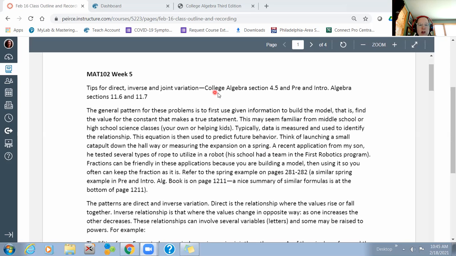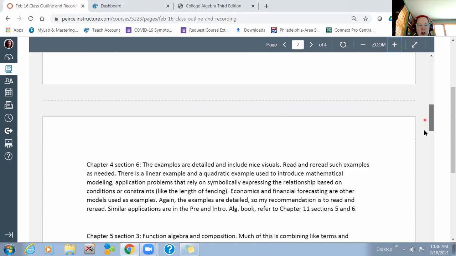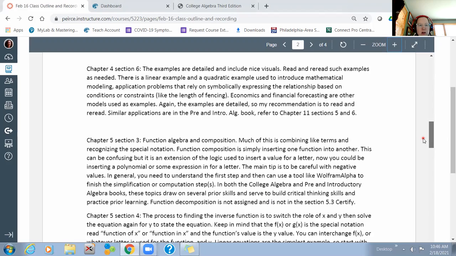Basically, in the college algebra textbook, it's chapter 4, sections 5 and 6. In the pre and introductory algebra textbook, it's kind of flip-flop because it's actually chapter 11, section 6 and 7, and then 2 sections in chapter 10 that are listed with the other topic here.